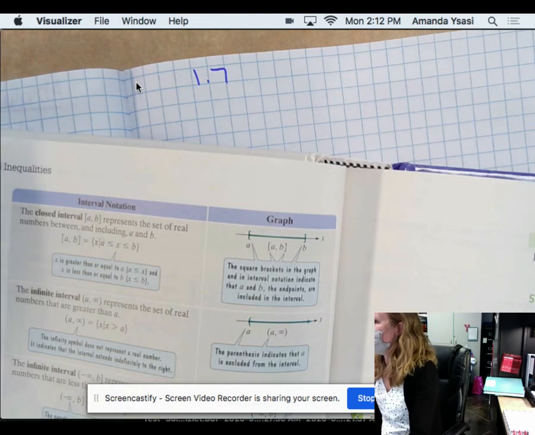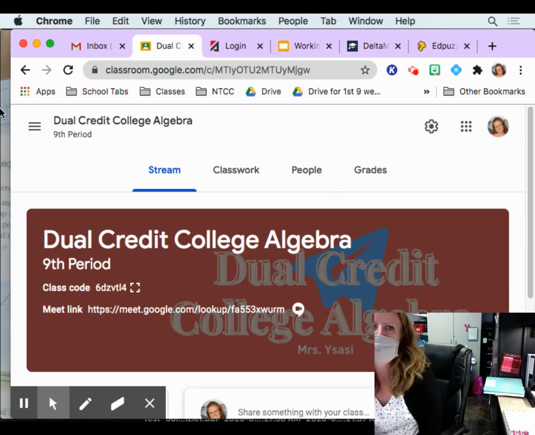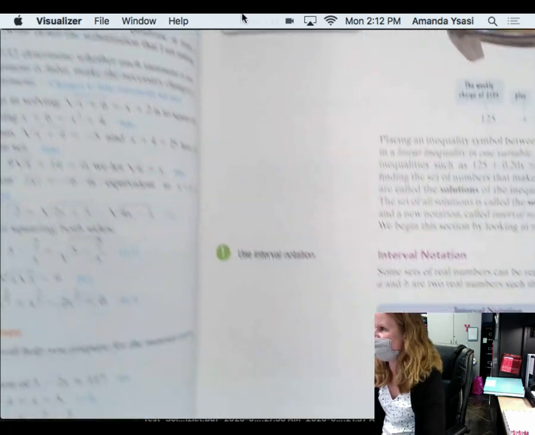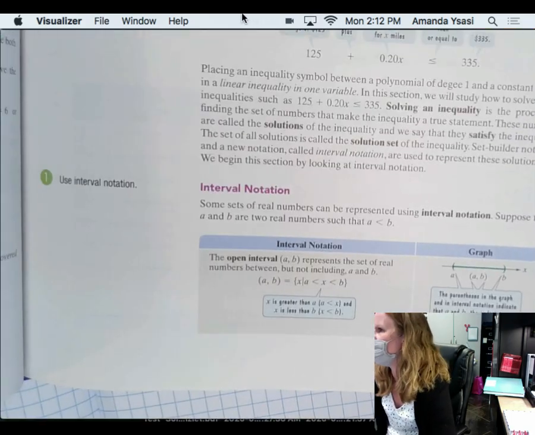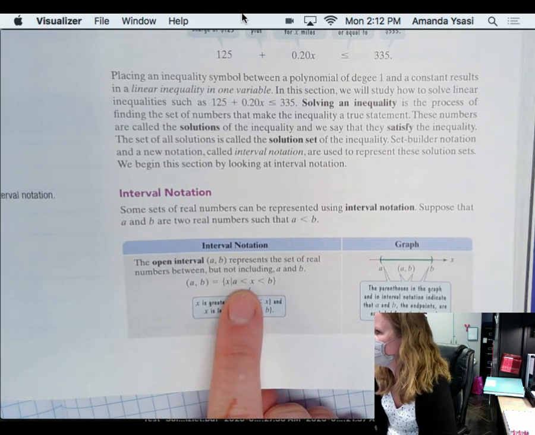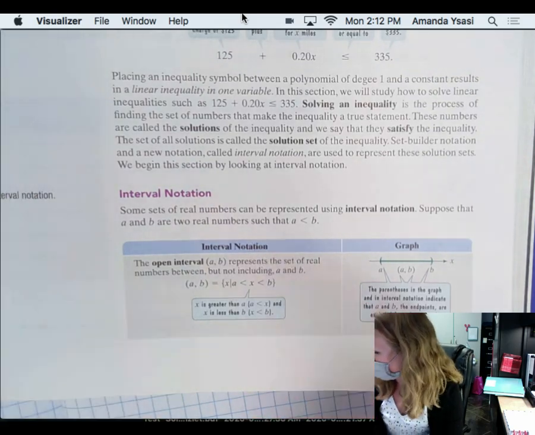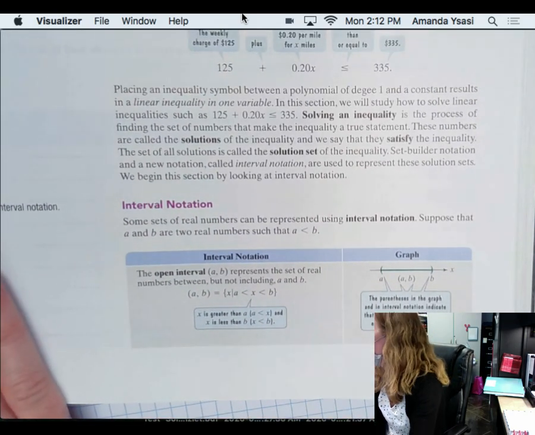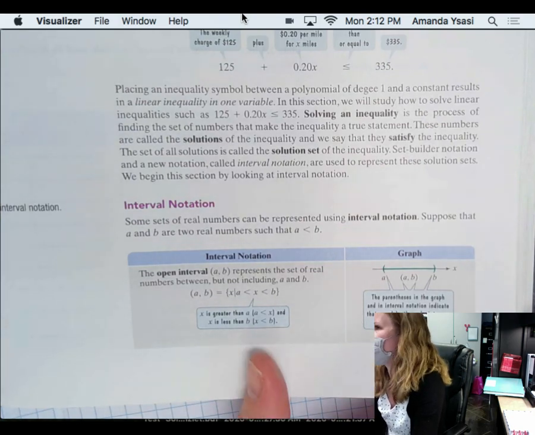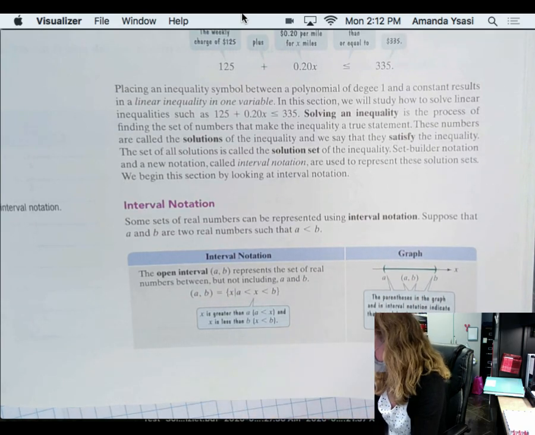Okay, we are doing 1.7. If you look at the textbook, you all have a textbook, you can see all of those things. So this is a review of interval notation and then also set builder notation. Have y'all seen this before? Yeah? Okay. So whenever we do inequalities and absolute value inequalities or absolute value equations, we can set it up where we're representing it as in between two numbers.